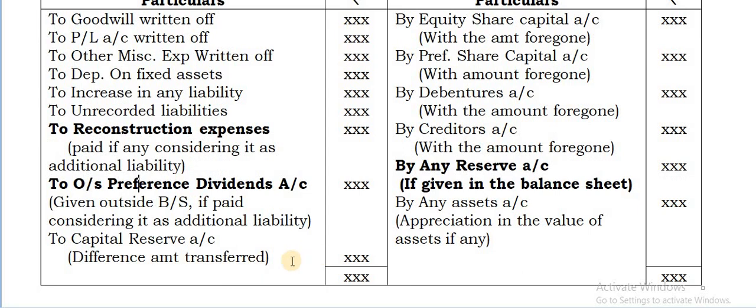Okay, then this is the difference amount which is found at the end, which will be transferred to the capital reserve account, and this will appear in the balance sheet. For most problems you may not get a difference. If at all there is any difference, then you have to transfer it to the capital reserve account. And remember, definitely you will not get, and you should not get, a balance on the credit side.